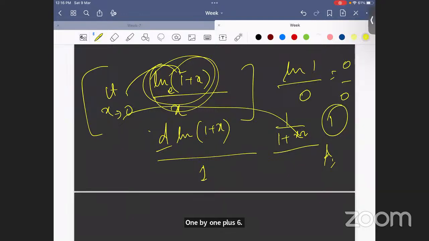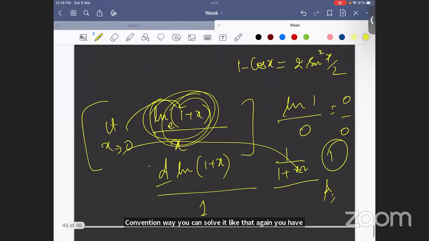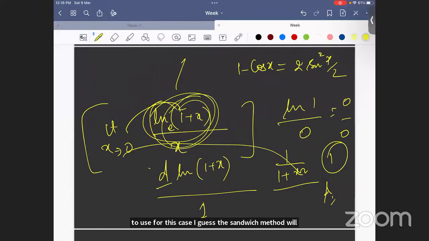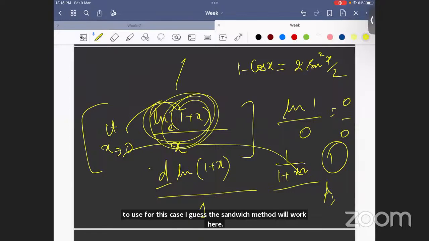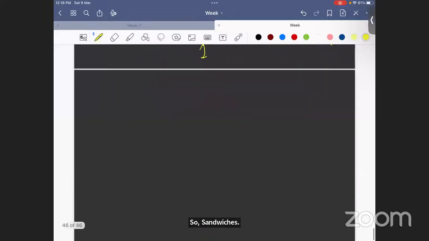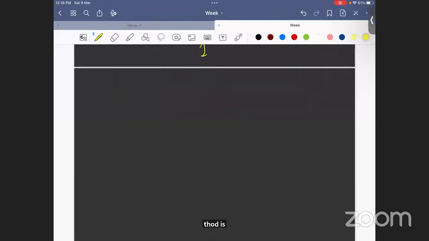Is this clear? This is L'Hopital, whatever you call it. And you can also solve it in the conventional way. For this case, I guess the sandwich method will work. So let's discuss the sandwich method. Do not go into the sandwich method, because most of the time you will not be able to solve with that method, that I can assure you.